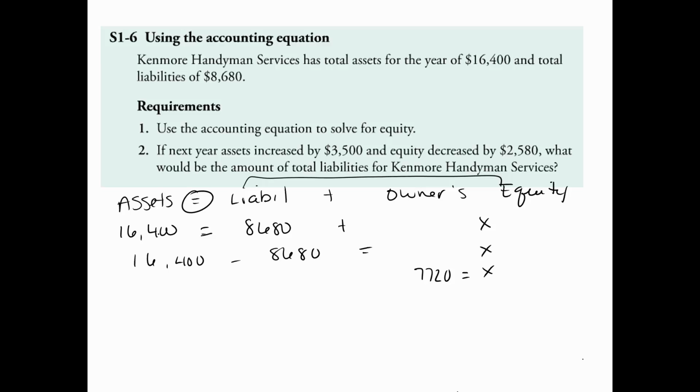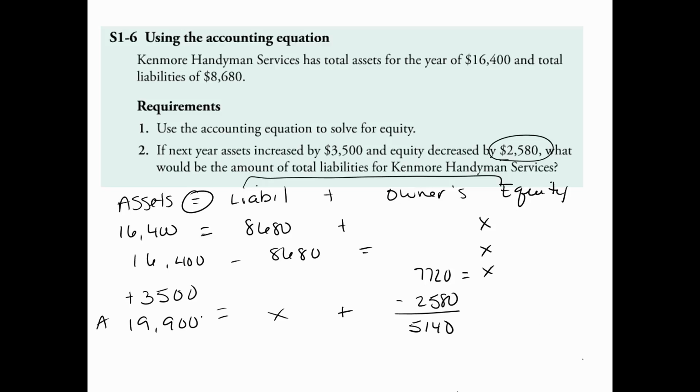Now the second part here says, if next year's assets increase by 3,500 and equity decreases by 2,580, what are the liabilities? So I'm really going to do it the same way, except I'm going to be solving for liabilities this time. So assets increase by 3,500. I had 16,400, I added 3,500, so my assets are up to 19,900. And I know that the equity went down by 2,580. So 7,720 minus 2,580 means that my equity is now 5,140.